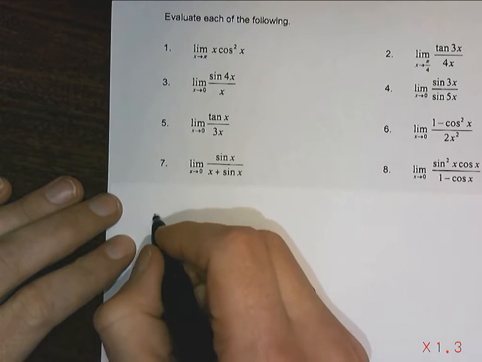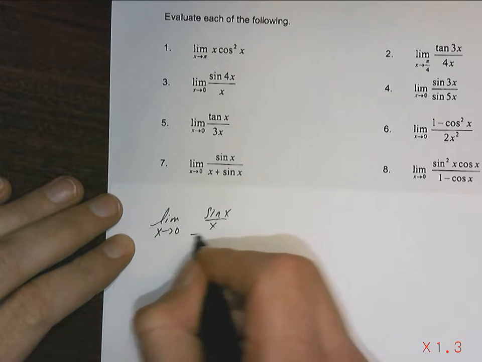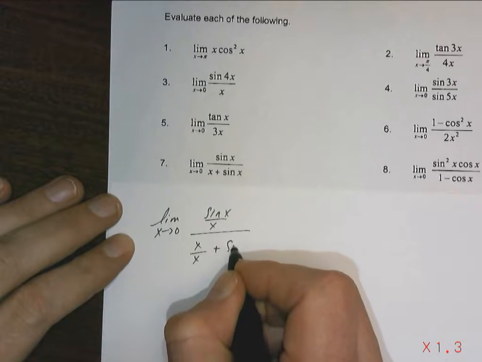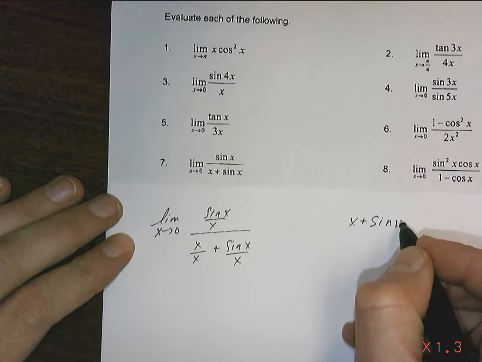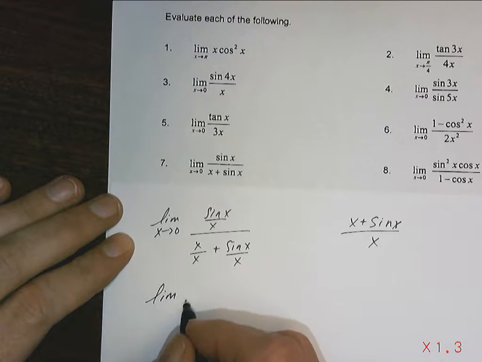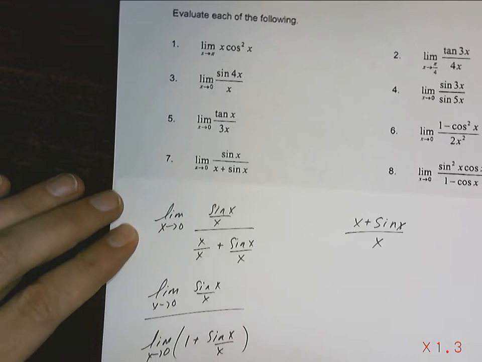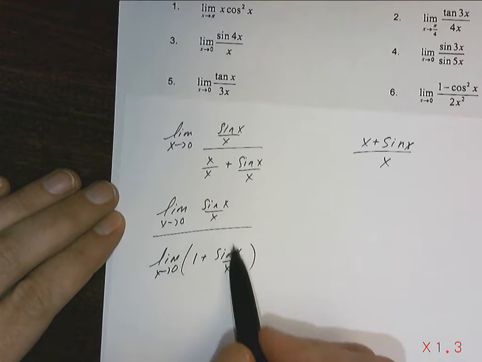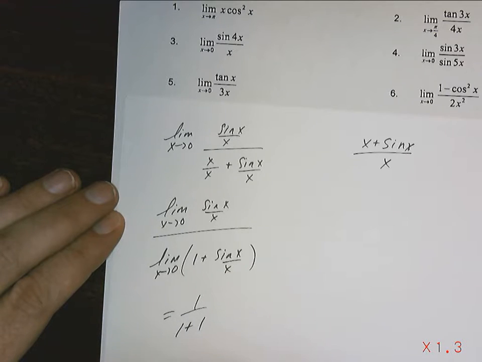I think I'll divide top and bottom by x again to get that sine x over x that I like so much. So it's going to be sine x over x, all over x over x plus sine x over x. Notice that that also could have been written like this. It's just more convenient in this form. So it's going to be the limit as x approaches 0 of sine x over x over top of the limit as x approaches 0 of 1 plus sine x over x. Looking at this, you can tell that that's going to go to 1, that's going to go to 1, so it's going to be 1 over 1 plus 1, it's going to be 1 over 2.